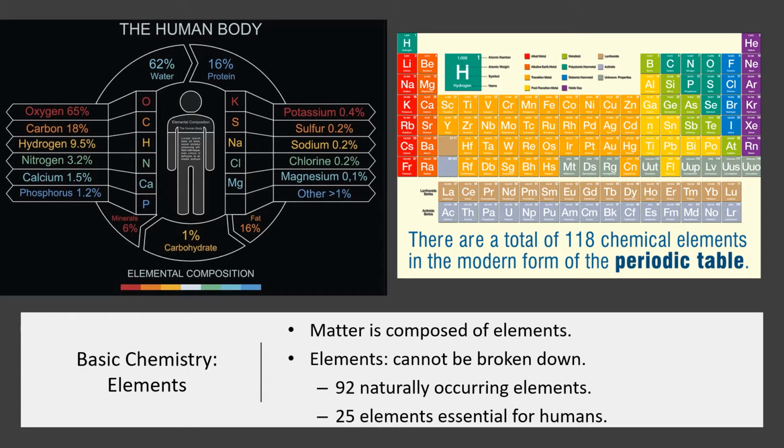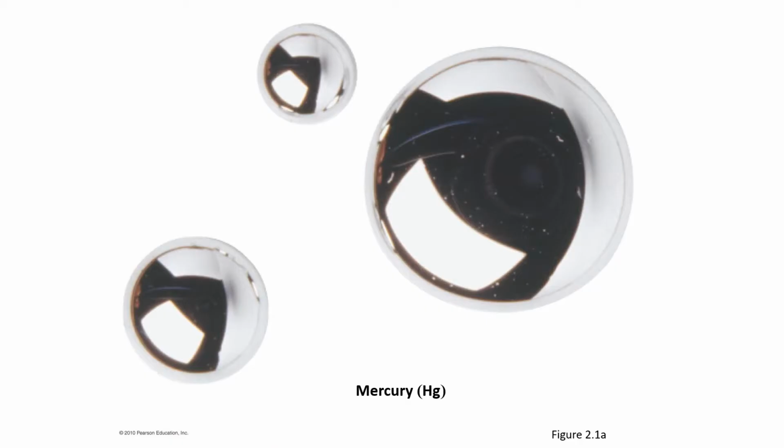There are 92 naturally occurring elements, but only 25 of them are essential for humans and most living things. And so you can see the different percentages on here. We're mostly made out of oxygen, and then we'll have carbon, hydrogen, nitrogen, calcium, and phosphorus.